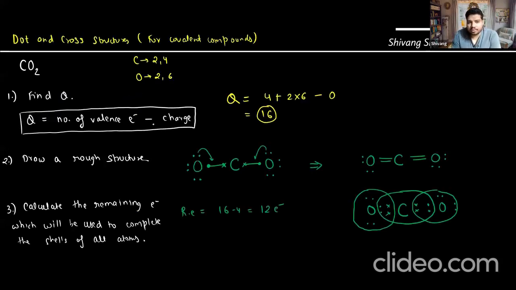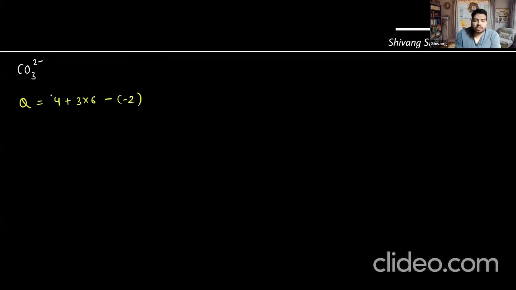Now carbonate ion, let's calculate Q quickly. I will not be writing steps now. Let's see. So carbon is 4, 3 times 6 for oxygen, minus 2. We have to subtract the charge, right? Number of valence electrons minus the charge. So that would give us what? 18, 24, 24 electrons, right?